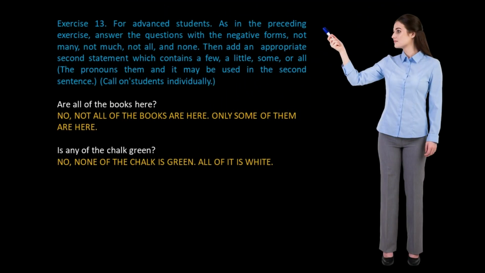Exercise 13. For advanced students. As in the preceding exercise, answer the questions with the negative forms, not many, not much, not all, and none. Then add an appropriate second statement, which contains a few, a little, some, or all. The pronouns them and it may be used in the second sentence.